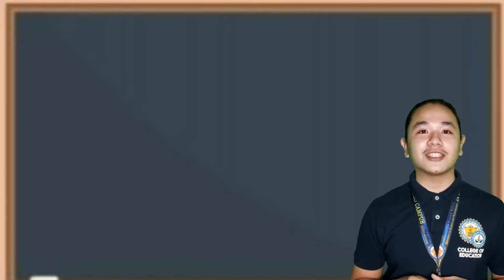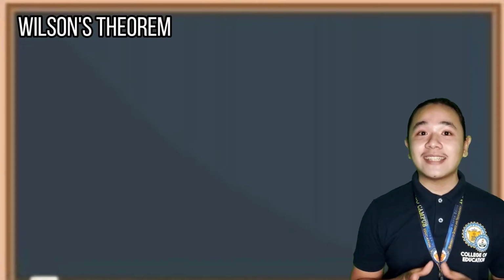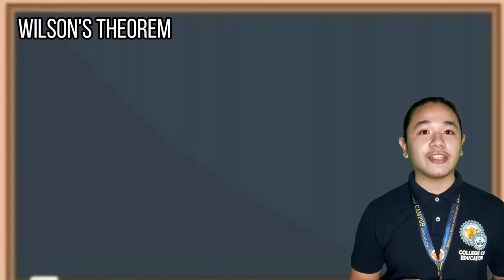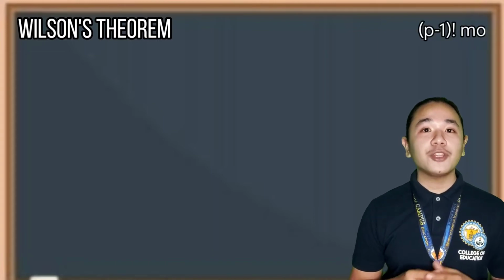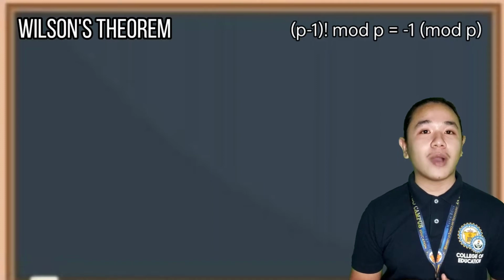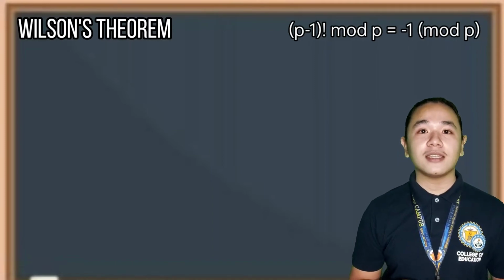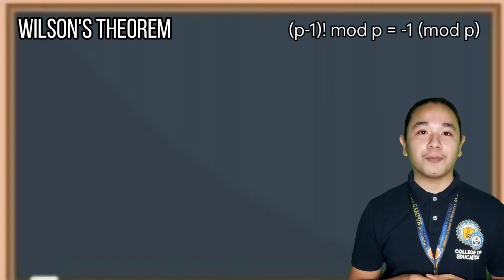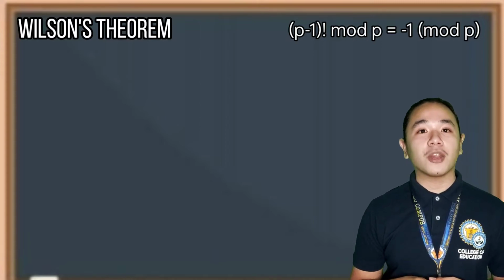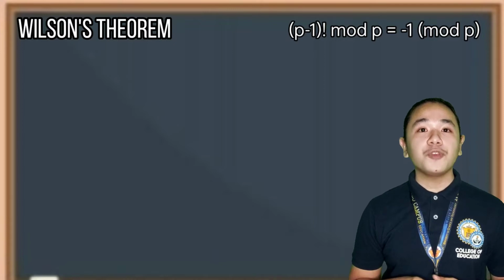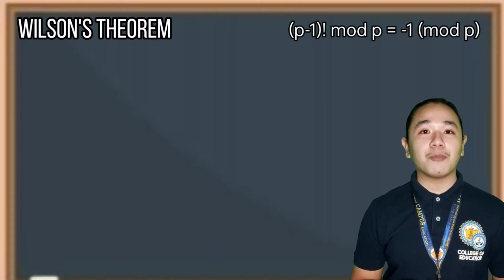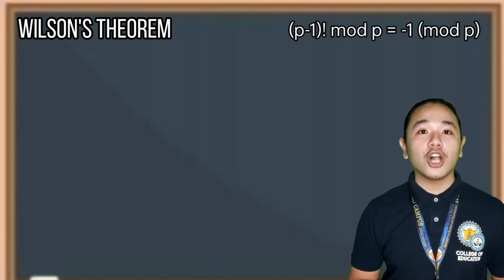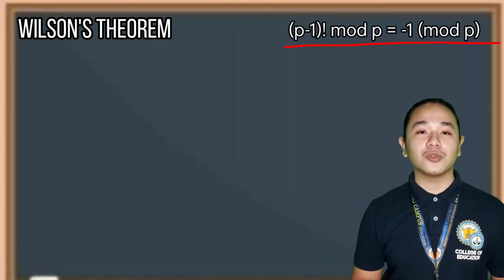Let's go back to Wilson's theorem. It says that a natural number p that is greater than 1 is prime if and only if (p minus 1) factorial modulo p is equal to negative 1 modulo p. So let me give you a couple of examples. Suppose you have p equal to 5. If you want to see whether p is prime or not using Wilson's theorem, all you have to do is see if this particular formula holds true.